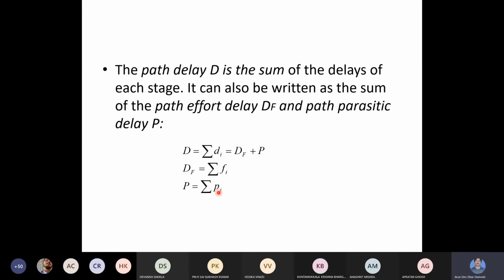So this is the generalized case: if a long path is there, so many stages are there, so including all the stage effects, we can calculate the total parasitic delay, capital P, which is equal to sigma pi. And similarly, total path delay D is defined as sigma fi, or sigma gi into hi.